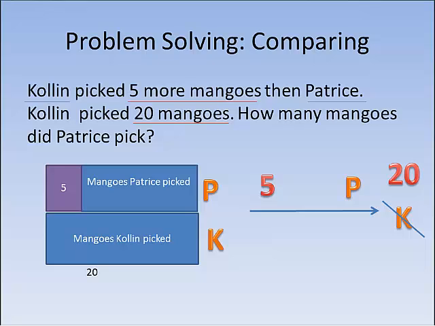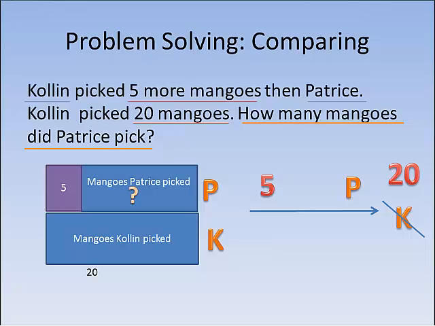The last part is to find out what they're asking for. A question mark will tell us exactly what they're looking for. How many mangoes did Patrice pick? That's our question. And that is represented here, and on our diagram, here.